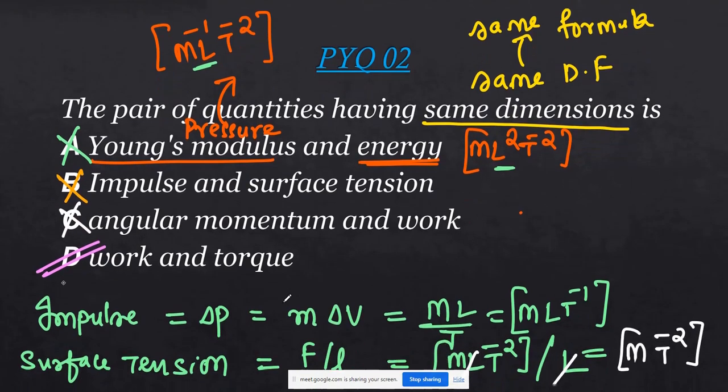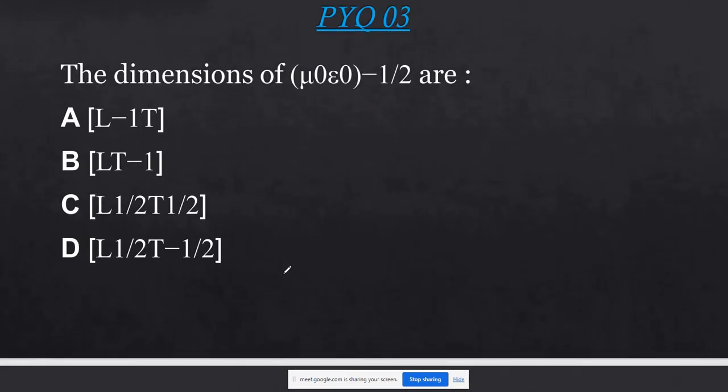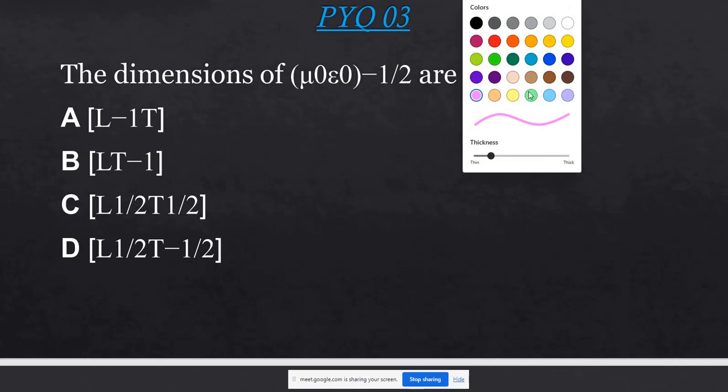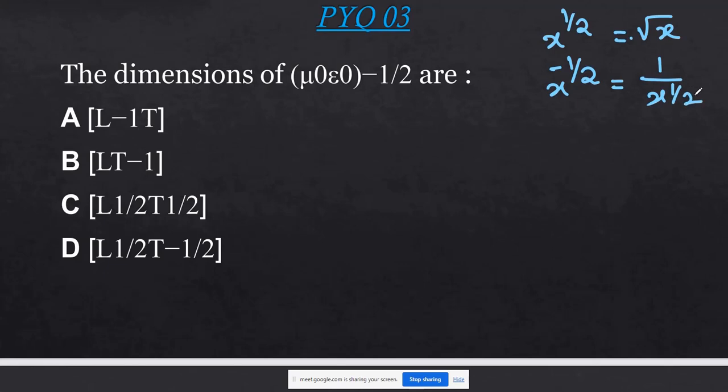So this was also one of your previous year questions. Now see another previous year question. The dimensions of mu naught epsilon naught whole power minus 1 by 2. Sahiti, can I write x power 1 by 2 as root x? Yes, ma'am. What about x power minus 1 by 2? I'll write it as 1 by x power 1 by 2. Minus in the numerator means it becomes positive in the denominator, right? Now the same thing, can I write it as 1 by root x? Yes, ma'am. 1 by 2 means root, minus means in the denominator.